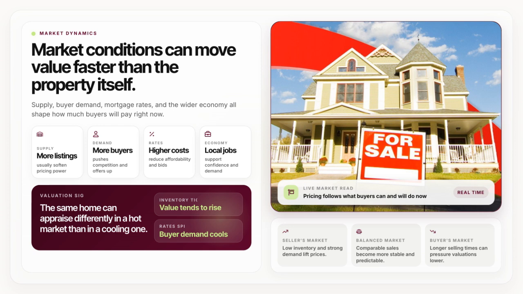Ultimately, pricing reflects what buyers can and will do right now. It's a real-time reading of the market conditions at play. Understanding this helps us make more informed decisions about property values in any market climate.